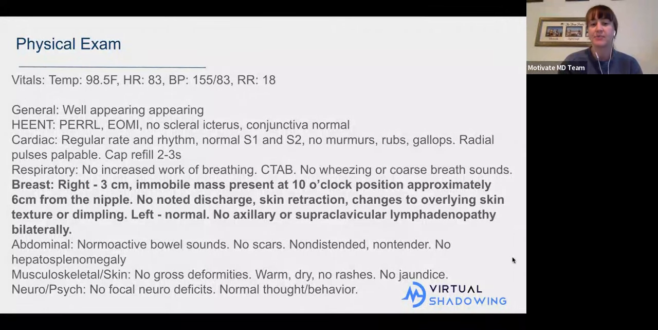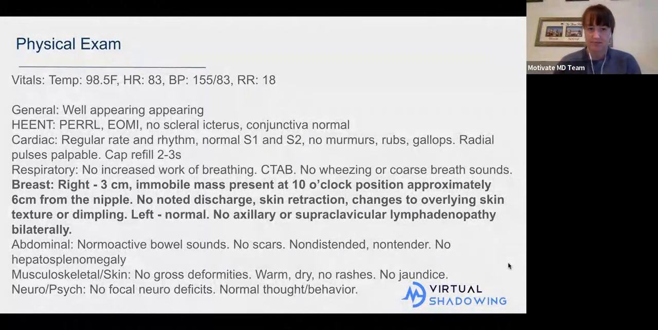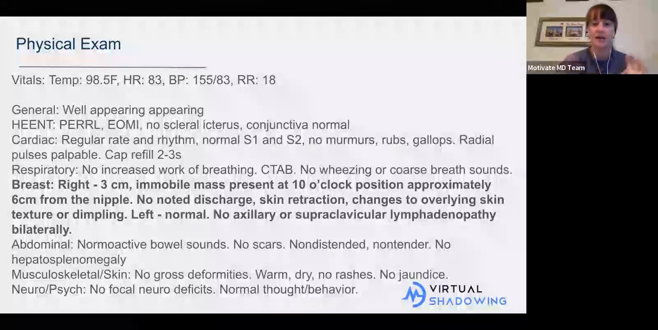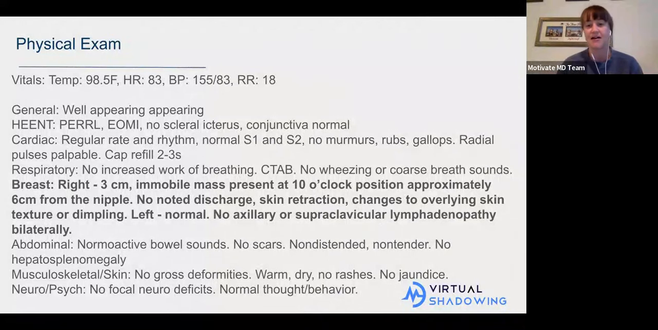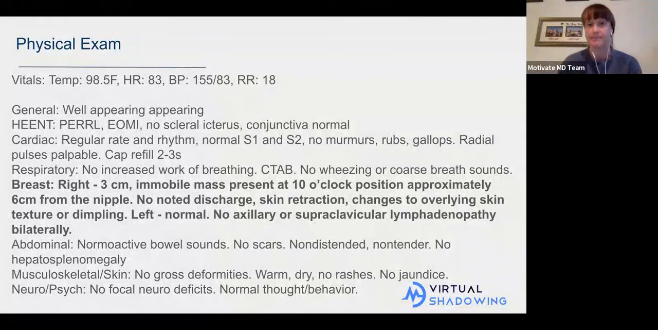Okay, the rest of her exam, though, is essentially normal. So her abdominal exam looks good. No scars, non-distended, non-tender. Her organs are all the right size. Great. Her musculoskeletal and skin exam, nothing wild. Doesn't have any rashes, doesn't look yellow. Great. And then her neuro and psych exam, she doesn't have any focal deficits and has normal thought and behavior. So overall, really the only alarming thing here is this woman's breast exam.